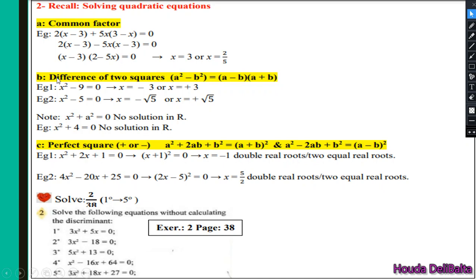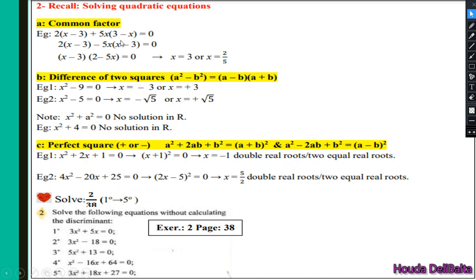Let's recall some ideas on how to factorize in order to help us solve quadratic equations. If I have this example, 2 into x minus 3 plus 5x into 3 minus x equals 0, and I'm going to solve this equation to get x, what should I do? All I have to do, as you've been taught since grade 8 and 9, is factorize in order to solve the equation, to make it a product of factors of linear equations.